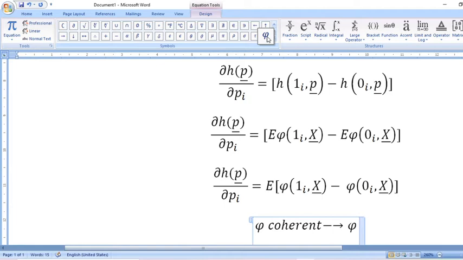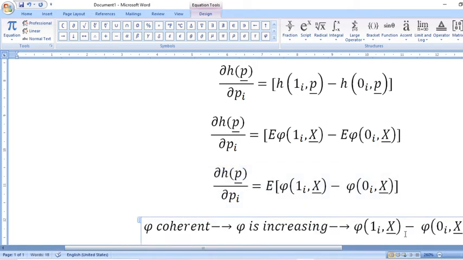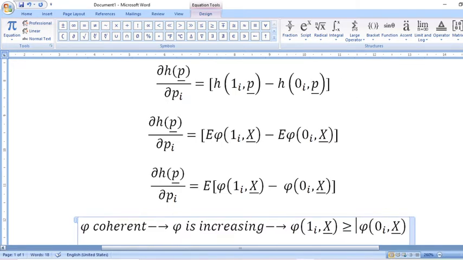That implies phi is increasing. Okay. Phi increasing means what is the meaning of phi increasing? In this context we can write like this: phi increasing means phi of 1 I comma x will be greater than or equal to phi of 0 I comma x. So that is the meaning of phi is increasing in this context.